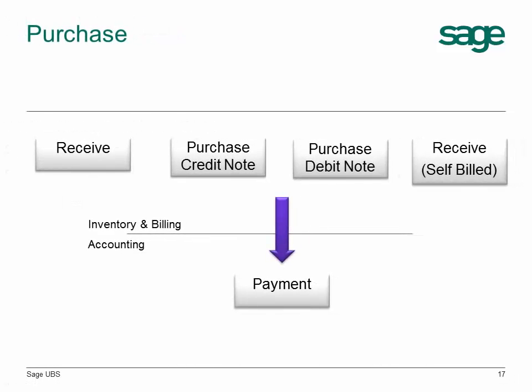Let us start with the purchase transaction entries. The supplier invoices, purchase credit notes, purchase debit notes, and self-built invoices will be entered via inventory and billing system. After that, you will post the transactions to accounting. When you make payment to your supplier, you will enter the payment transaction via accounting system and offset with the invoices, credit notes, and debit notes.